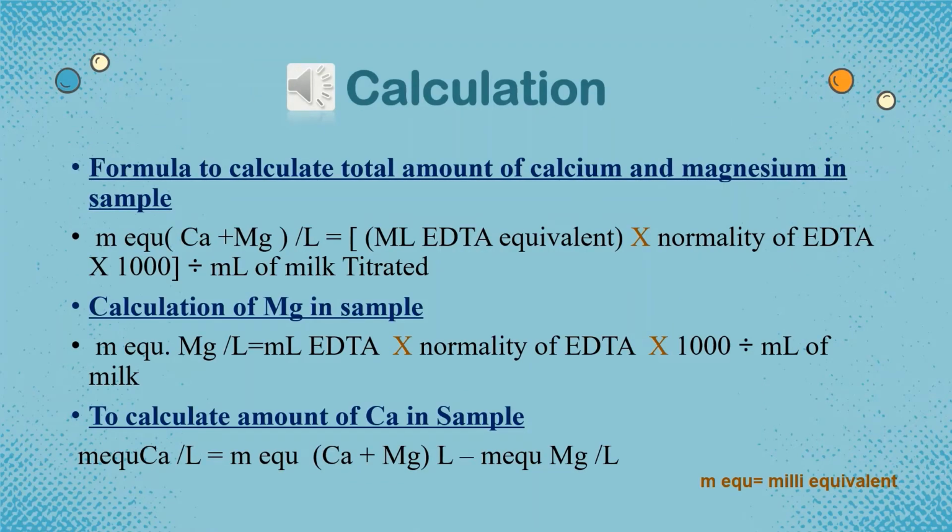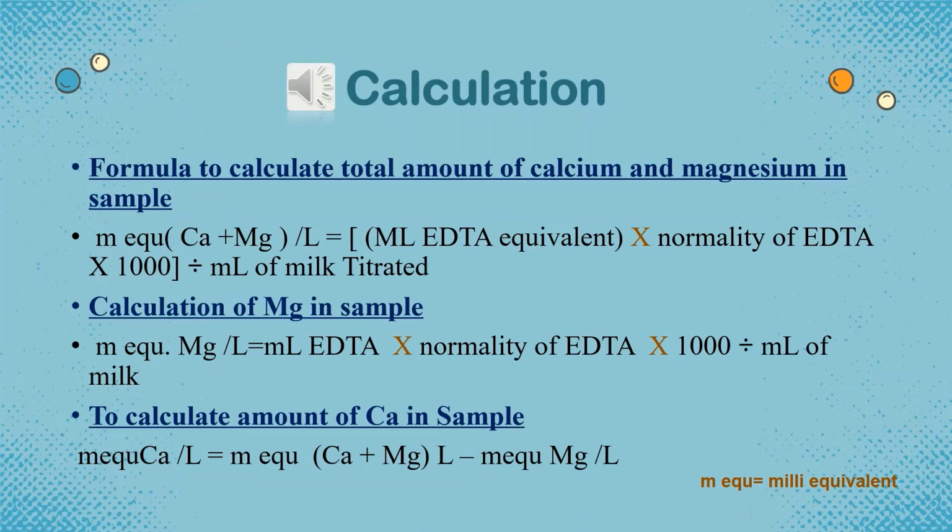In order to find out the amount of the calcium and magnesium in the sample, first of all we will calculate total amount of calcium and magnesium in the sample. That was our second step of the standardization. The formula for this purpose is as follows: milliequivalent calcium plus magnesium per liter is equal to the milliliter of the EDTA equivalent times normality of EDTA times 1000 divided by milliliter of the milk titrated.